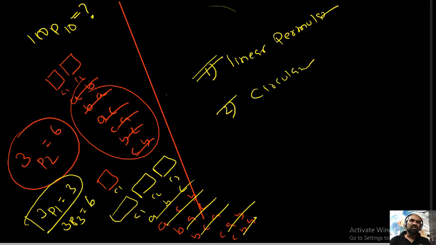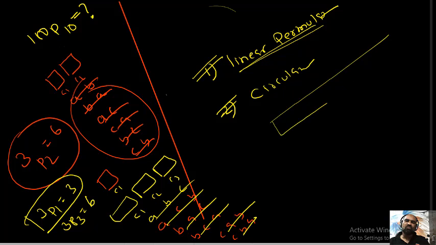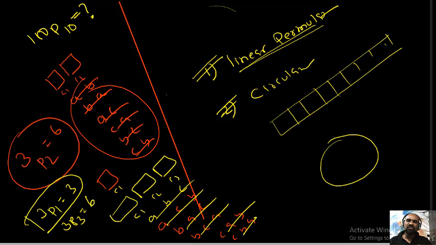Totally different, these two are. Linear permutations and circular permutations. Linear permutation means arrangement of things in a row. These are chairs. We want to arrange some persons. So, arrangement of things in a row. Now, arrangement of things around the circle.